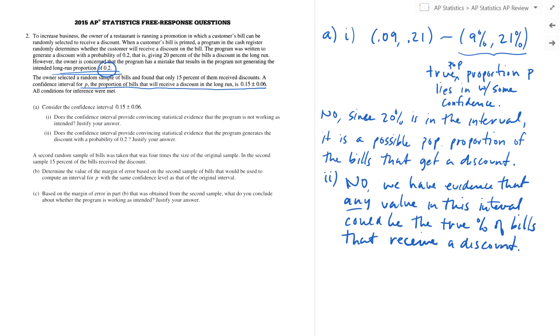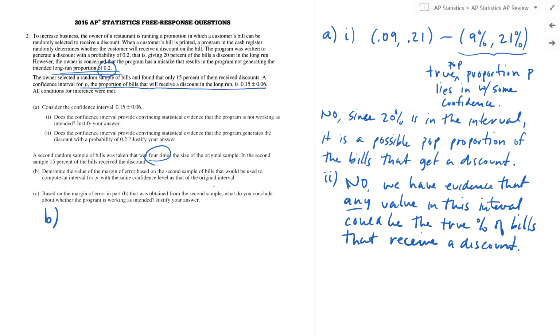All right, B. Okay, a random sample is taken 4 times as large as the original sample, and in the second sample 15% of the bills receive the discount. Determine the value of the margin of error based on the second sample of bills that would be used to compute the interval with the same confidence level as the original interval. Okay, so we've got the same confidence level. What's going to happen here?